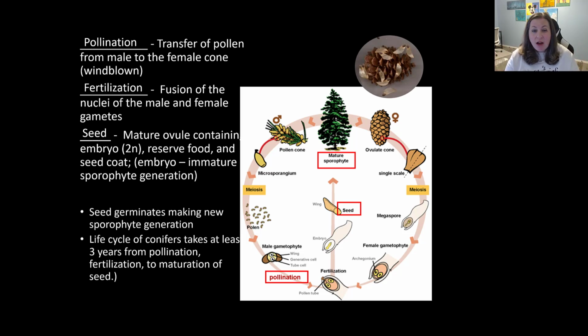The life cycle of conifers, guys, is really long. It's about 3 years. So pollination occurs, then fertilization, and then the formation of the seed takes 3 years. Okay, we haven't even grown into a plant yet. Okay, it takes a very long time for this process to occur, which is not very efficient, but this is why they call them evergreen plants.